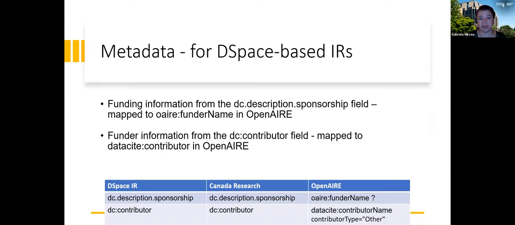So for DSpace-based institutional repositories, because we use the DSpace intermediary format to harvest the metadata, we get more granularity. Funding information from the DC description sponsorship field can be mapped directly to funder name in OpenAIRE. And then funder information that's coming from the DC contributor field can be mapped to DataCite contributor in OpenAIRE.